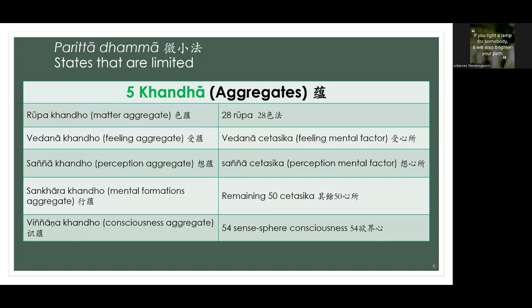All the rupa, the 28 rupa, are classified under rupa khandha. Vedana cetasika is classified under Vedana khandha or feeling aggregate. Sanya, perception, is classified under Sanya khandha, perception aggregate. The remaining 50 cetasika are classified under Sankhara khandha, mental formations aggregate. And all 54 kāmāvachara chitta are classified under Vijnana khandha, consciousness aggregate.